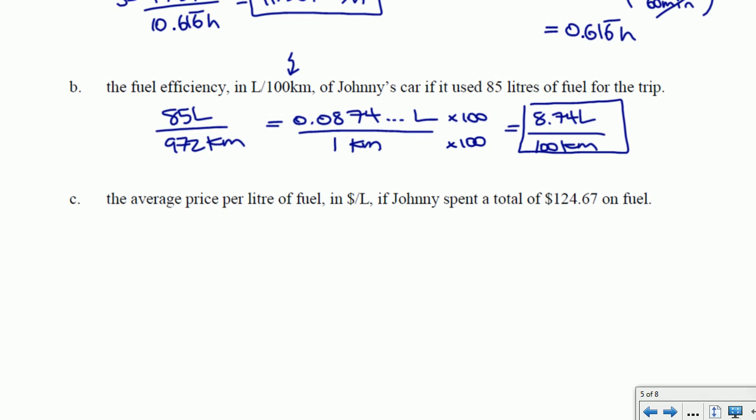So for part C, we need the average price per liter of fuel in dollars per liter if he spent a total of $124.67 on fuel.